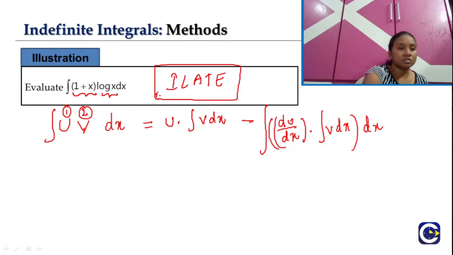Anyone? So before solving it, just let me know what is your first and second function amongst the given two functions in the question. Anyone?